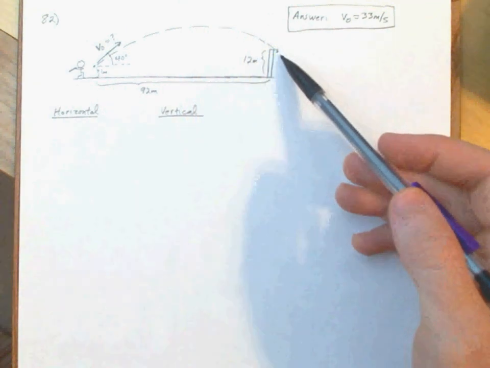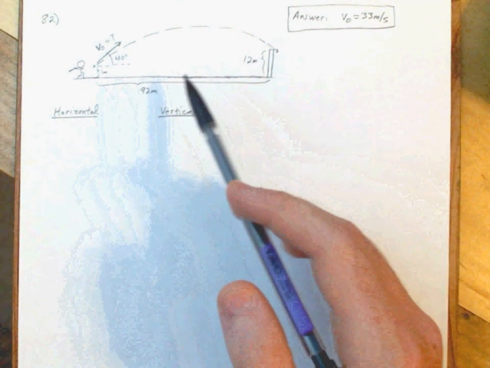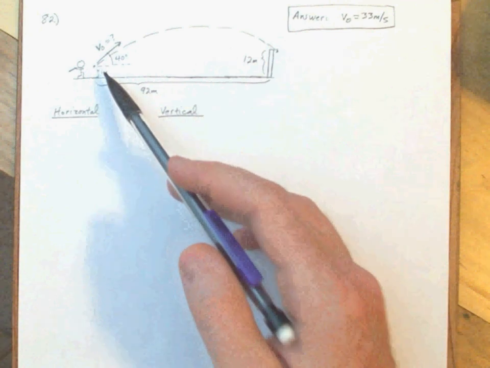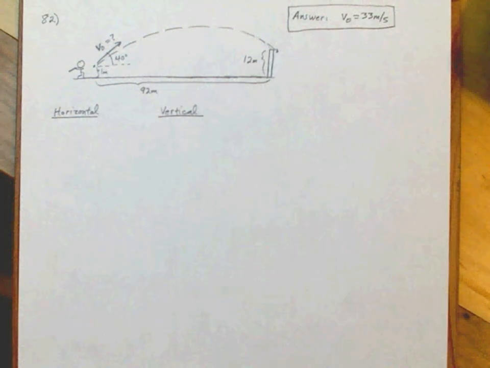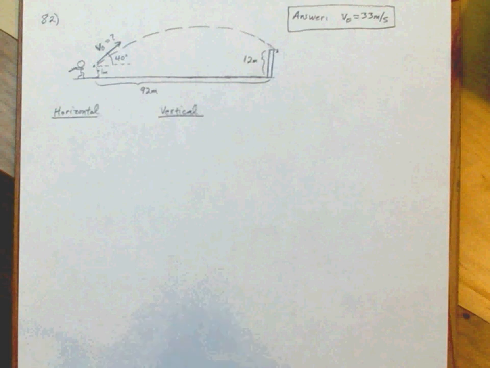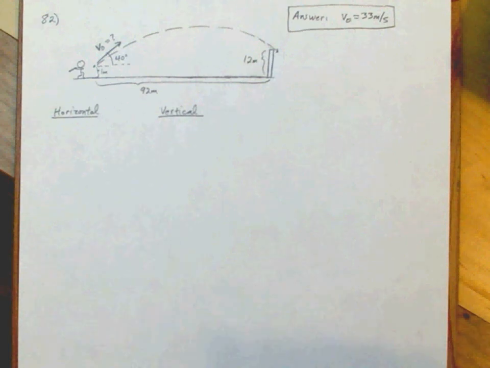There's a 12-meter high fence. Travels 92 meters. Ball starts 1 meter above the ground. That's our picture. I boxed the answer up here at the top just so that when we get done, I don't have to look around and see if I can figure out, hey, did I just do that right? Assuming I did, hopefully, as long as we get our answer, 33 meters per second. So here we go. I'm going to start this problem the same way I do every problem.